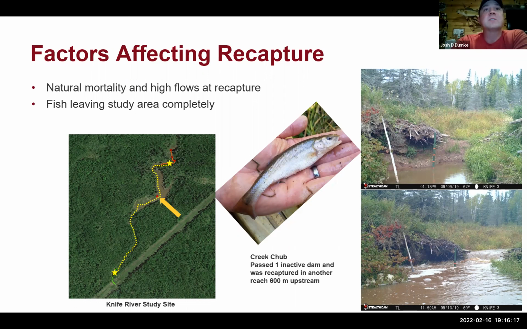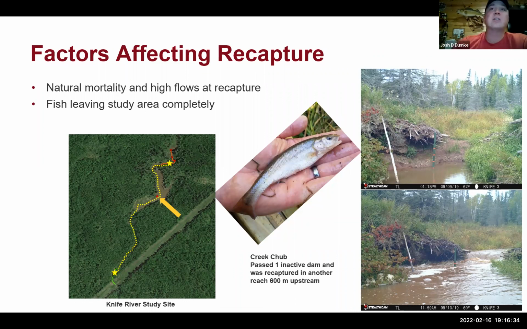And we also experienced high flows when we were doing the fish recapture surveys. When you have higher flows, it makes your electrofishing equipment less effective. The water's flowing faster, so you miss fish. The water's usually a little more turbid, so you don't see them.